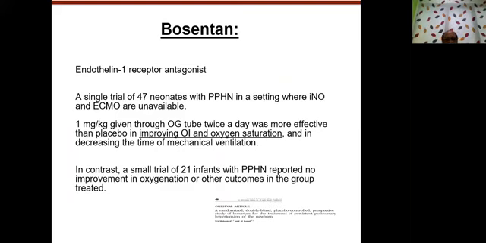The next drug I would like to discuss is bosentan, which is quite rapidly used in infants and in children. It is an endothelin 1 receptor antagonist, and there are only a few studies in neonates. A single trial of 47 infants with PPHN, in a setting where there was no nitric oxide or ECMO, found a significant improvement in the OI index and oxygen saturation. But a small trial of 21 infants didn't make much difference. So definitely, you can think of using this.